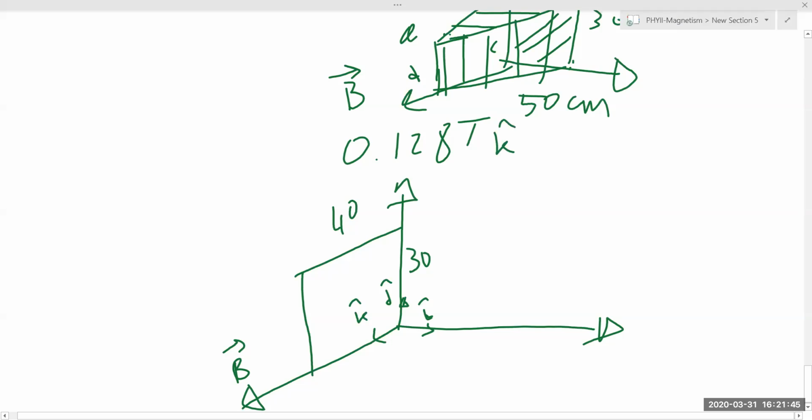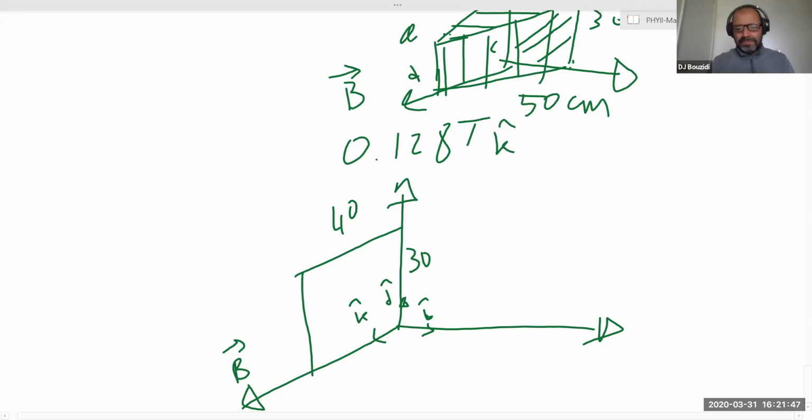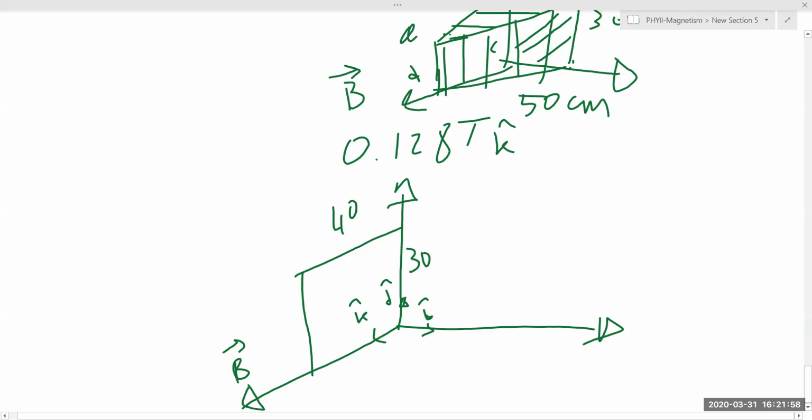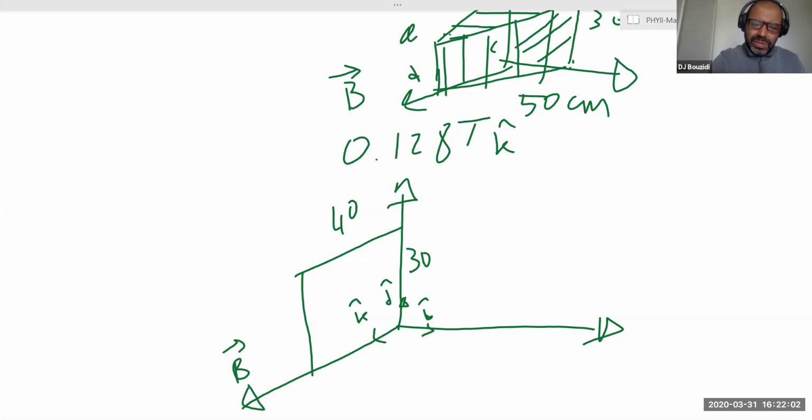Yeah. Right. So, and the I hat is the area. The area is in the I hat direction. Do you see that? Yeah. Okay. The area in this case of this surface in here is pointing in the X direction.